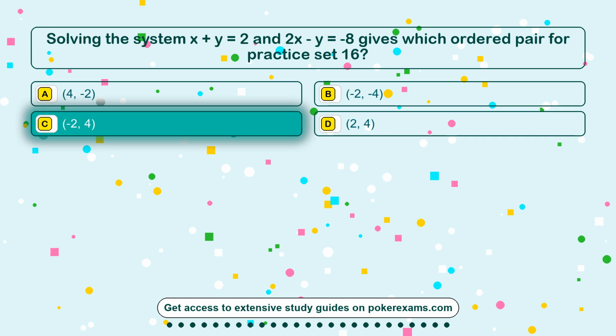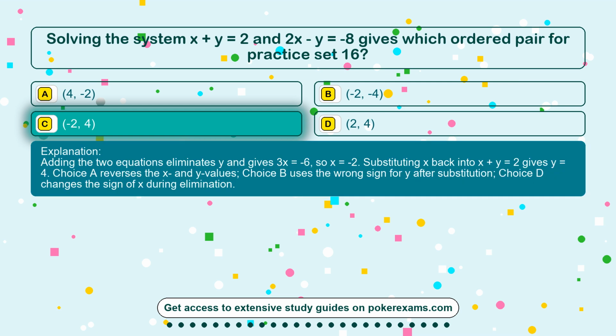The correct answer is option C, minus 2, 4. Adding the two equations eliminates y and gives 3x equals minus 6, so x equals minus 2. Substituting x back into x plus y equals 2 gives y equals 4. Choice A reverses the x and y values. Choice B uses the wrong sign for y after substitution. Choice D changes the sign of x during elimination.